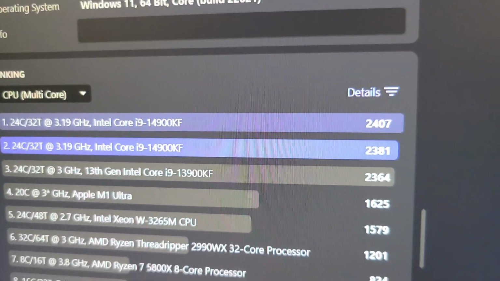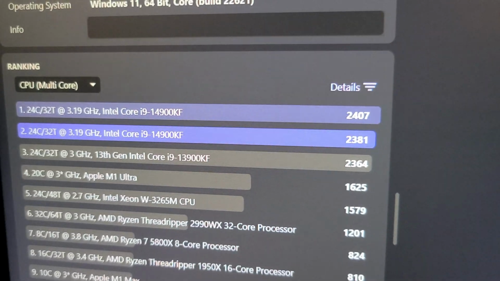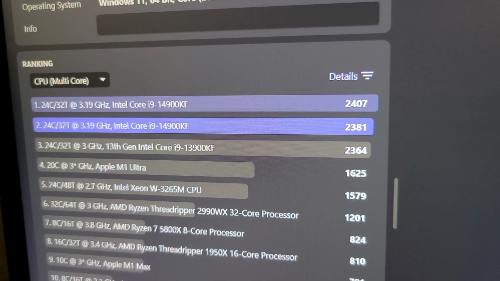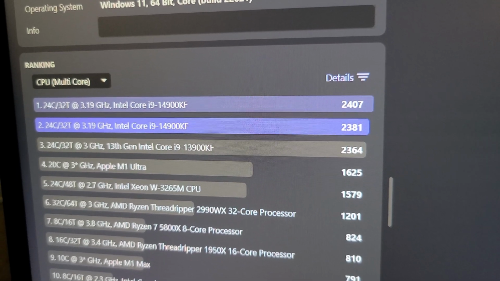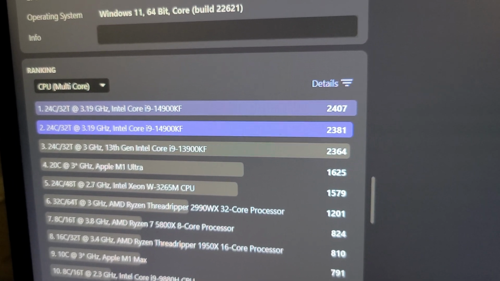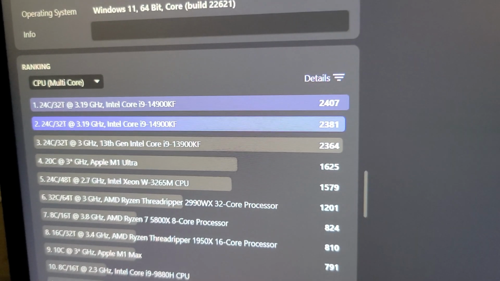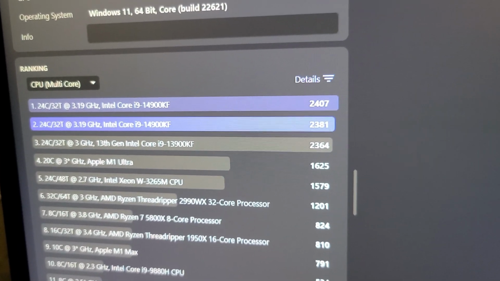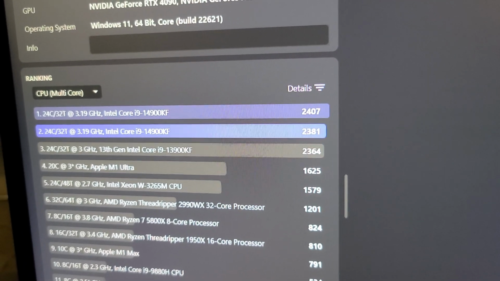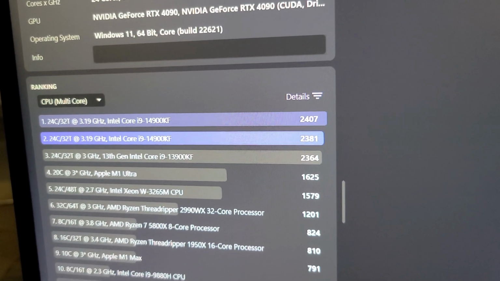And so the score was 2381. I did run a test earlier where I got 2407. So as you can see, compared to my i9-13900KF, a very small gain. But it is what it is. It's, you know, silicon lottery. You never really can guarantee if you're going to get a good chip or not. So I don't know if I'm going to have to exchange this or what. But just kind of unfortunate, but I guess expected. It's not really much of an upgrade, but it is what it is.